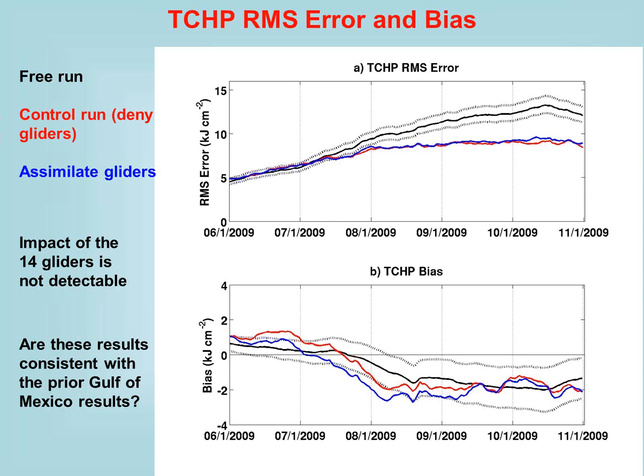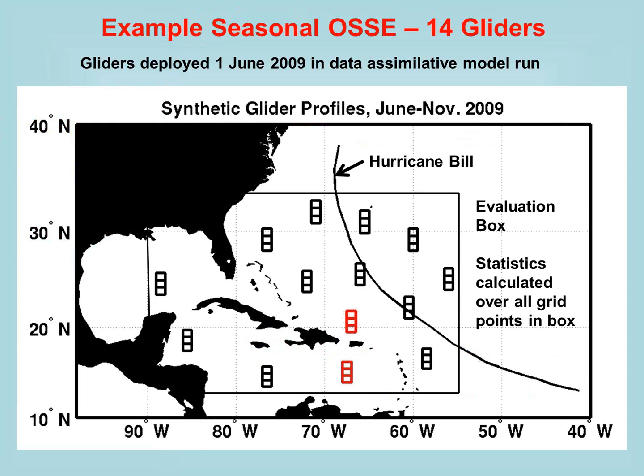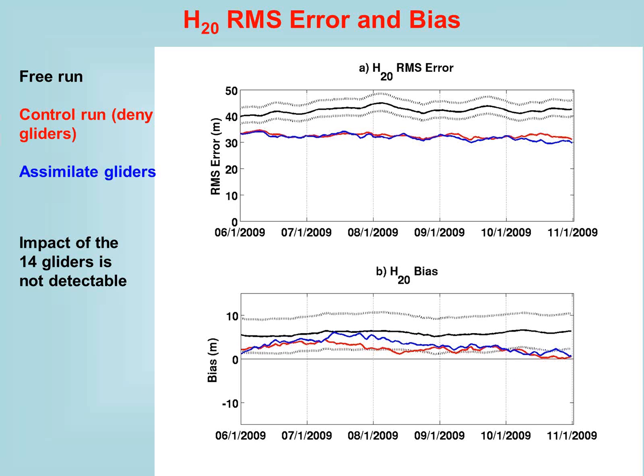Exactly. All observations are assimilated except for gliders in the red case, and then all observations, including gliders, in the blue case. So for the control run, you see the error reduction in the control run. That's due to all the other observations that are assimilated, taking over the whole model domain, over the box that I show there, right?